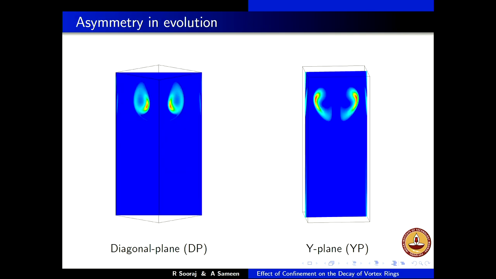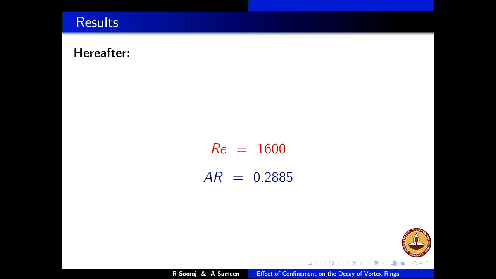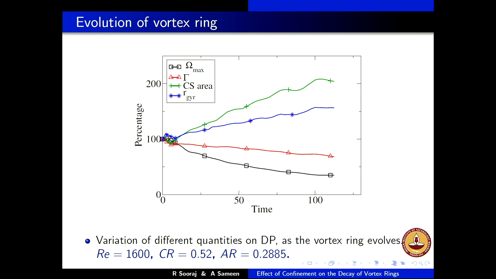Now, as I have shown in the movie, when the vortex ring evolves in that cubical domain, some asymmetry gets formed. So, for identifying the vortex core and tracking it, we do this on two different planes, one is the y plane and the other a diagonal plane, in order to quantify on different planes since there is an asymmetry. The next set of values that I am going to show you are for Reynolds number 1600 and aspect ratio 0.2885.